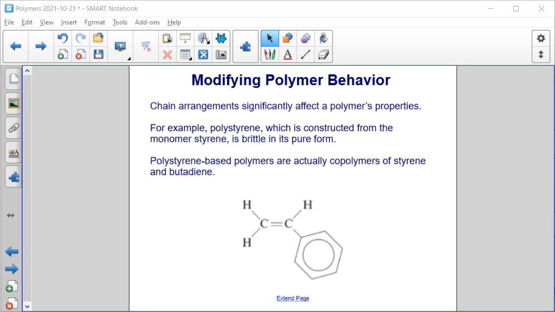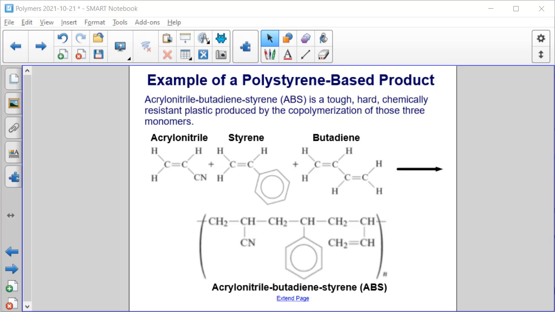So how do we modify polymer behavior? The arrangement of these polymer chains significantly affects the properties of a polymer. For example, polystyrene, which is constructed from the monomer styrene, a process you can review in detail in the previous slides, is brittle in its pure form. But polystyrene-based polymers are actually copolymers of styrene and butadiene. So here's an example of a polystyrene-based product.